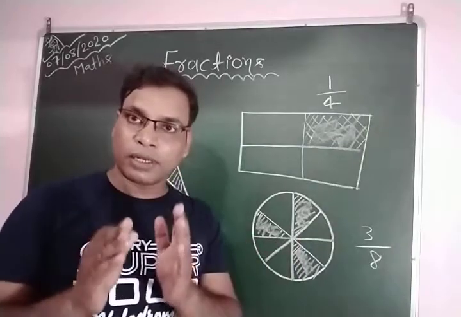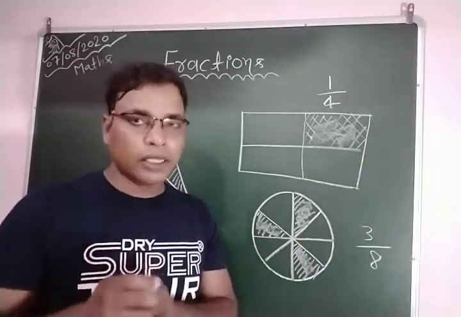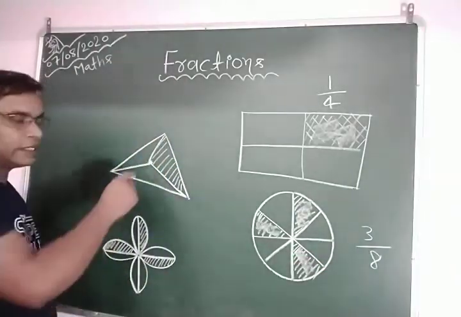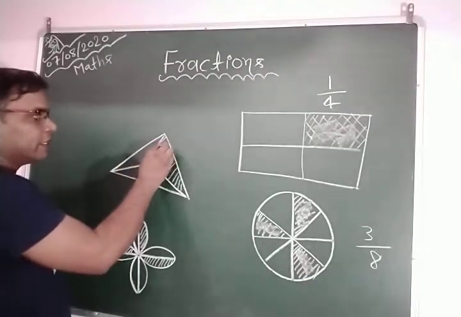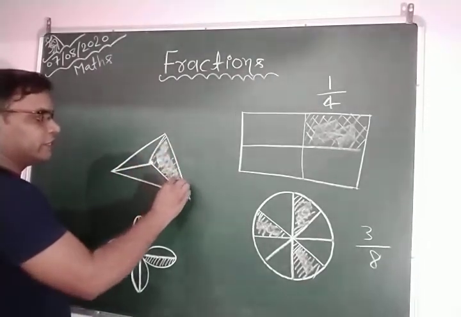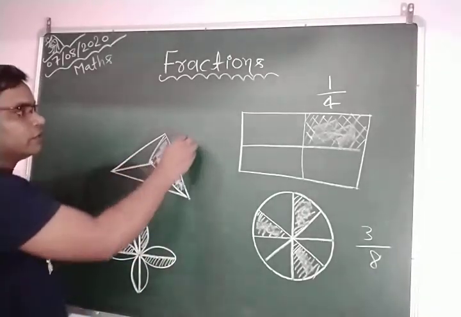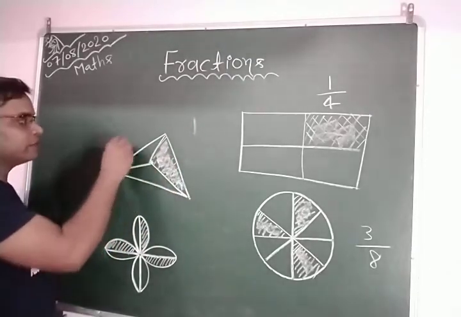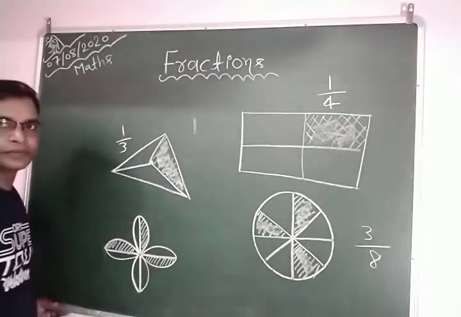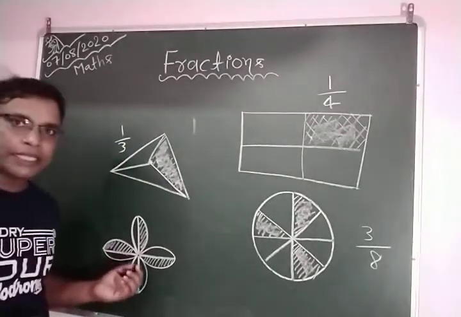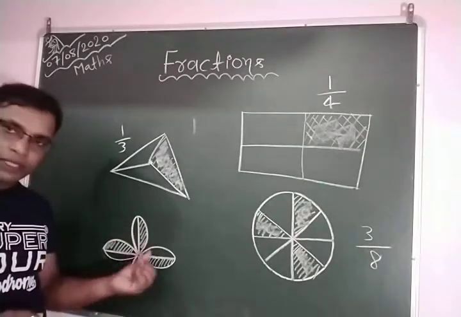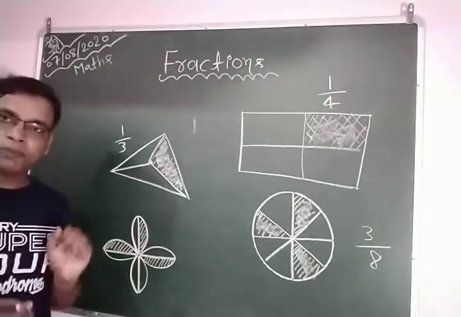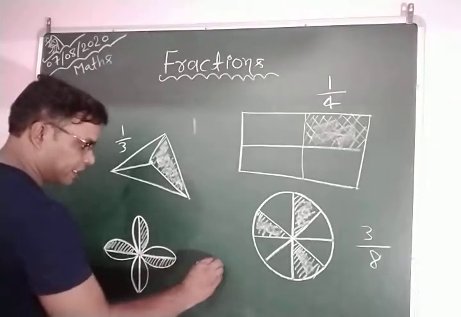And each part is equal. If any part is not equal, then you can't write the fraction. Now in this figure, how many parts are shaded? Only 1 part is colored or shaded, and the total number of parts is 3. So you can write the fraction of this shaded part as 1 by 3. Now in this figure, what is the total number of parts? 8 parts: 1, 2, 3, 4, 5, 6, 7, 8. 8 is the total.